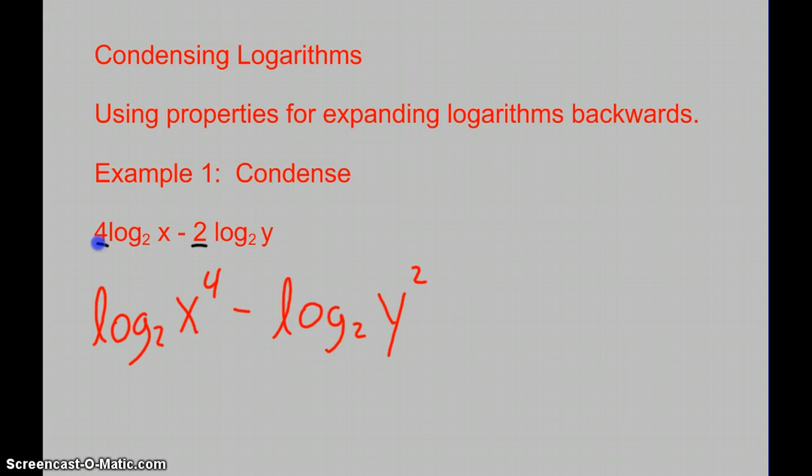We also had a property that involved subtraction of logarithms that said if you are dividing the values inside of a log, you can write it as 2 separate logs using subtraction. Well, we're going to use that rule backwards. We have 2 separate logs of the same base. They have to both be base 2. We have 2 separate logs of the same base subtracted. That means we can write those as a single log using division. X to the 4th over y squared.